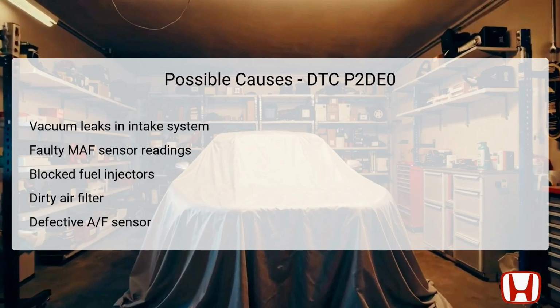Blocked fuel injectors can restrict the fuel flow necessary for proper combustion, while a dirty air filter can limit airflow and disrupt the air-fuel balance as well. Additionally, a defective AF sensor can contribute to incorrect fuel adjustments, compounding the lean ratio issue. Each of these causes affects how air and fuel mix in the engine, leading the PCM to register the fault.